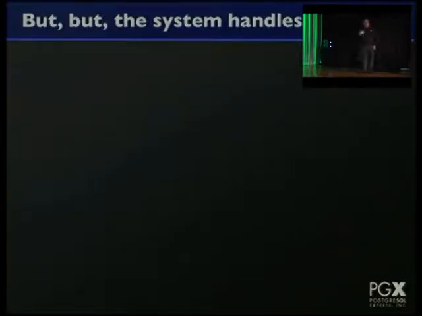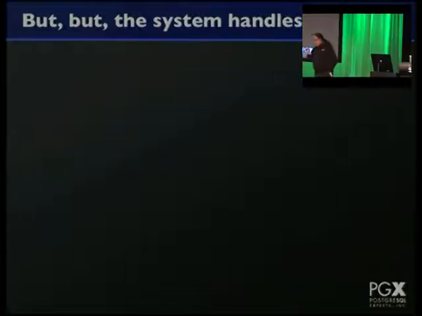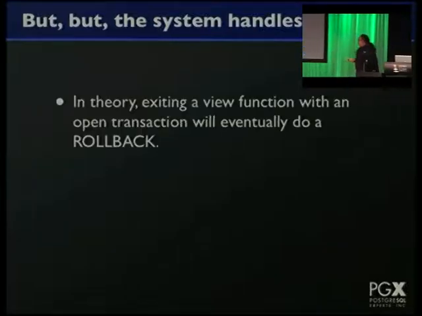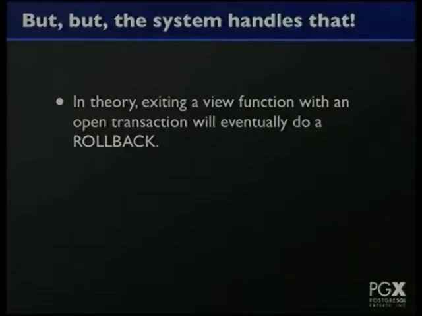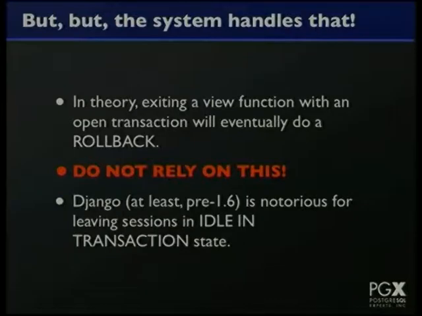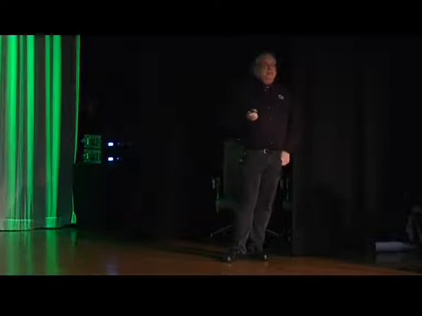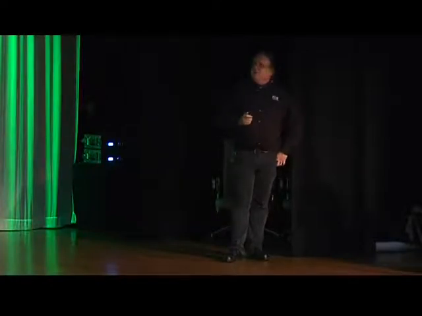Now, when I get into this discussion about not exiting a view function, they say, but the system should just handle that. Isn't it going to close the session and I'll get a rollback and I don't have to worry about it? In theory, that is absolutely correct, and if you look at the code, it's implemented that way. Don't rely on it. At least through 1.6, Django is notorious for not actually doing that rollback and leaving the session open with the transaction open. This is a very, very common complaint. Search for Django idle in transaction sometime on Google and see what you get. So always manually open and close your transactions. Just do it.